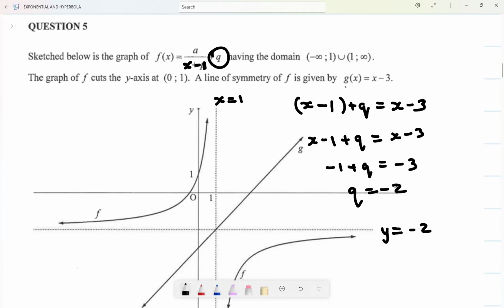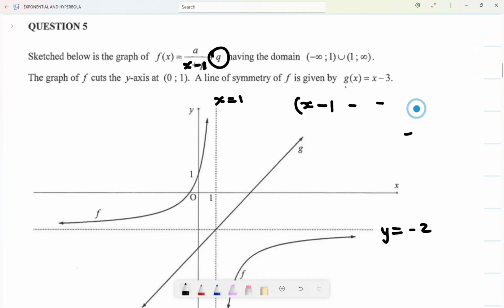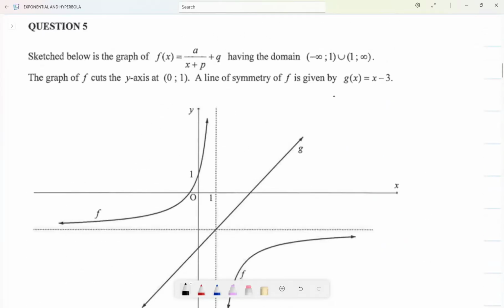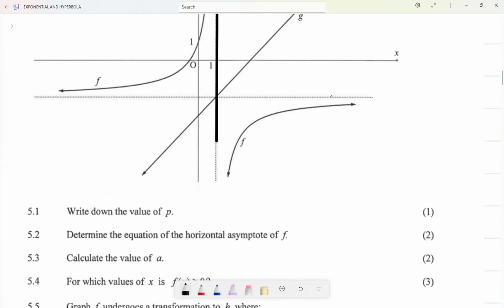Can you see how easy this question is? But let's see what the questions are. I think we have already answered most of the questions here, guys. Write down the value of p. The value of p, remember, when it goes to the equation, if here it is 1, it means on the graph it's going to be x minus 1. So the value of p is minus 1.